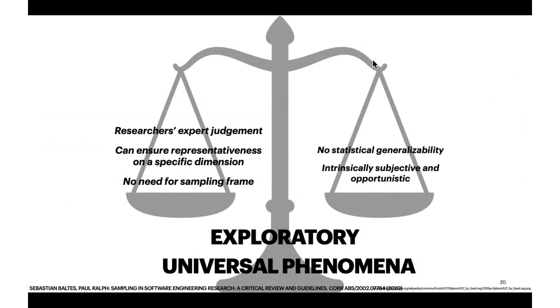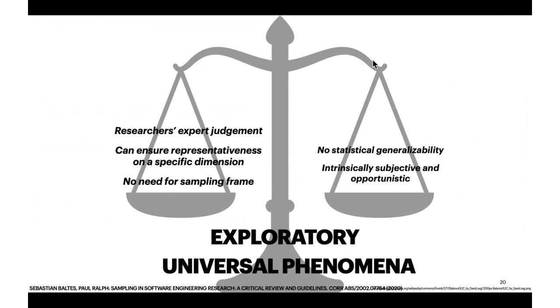In general, we can say that the advantages of purposive sampling are related to the fact that the researcher can exercise their expert judgment. So essentially, the researcher knows what kind of items they want to study. Is this a large project, or is it a person with a specific expertise in a specific domain? Or maybe it's a collection of people or projects exhibiting different features.